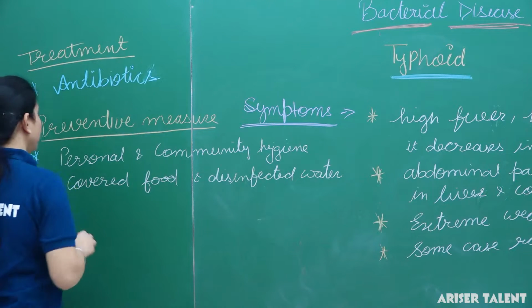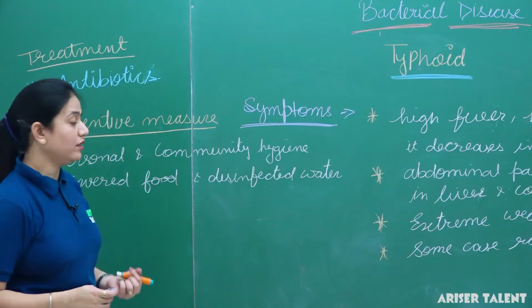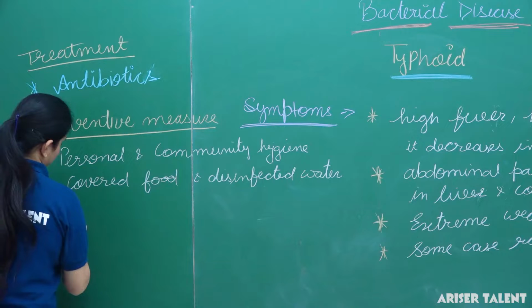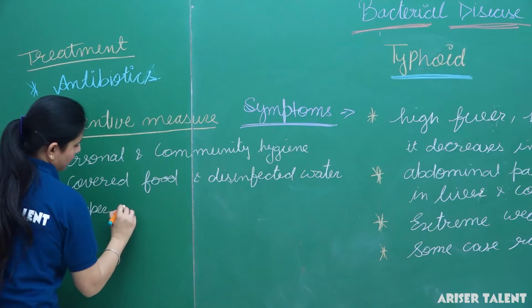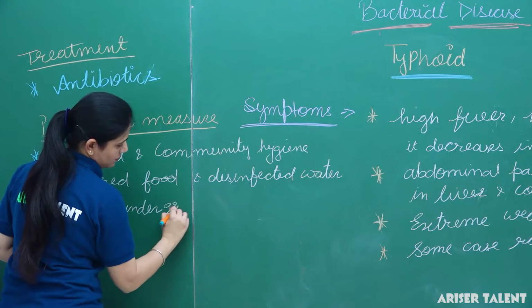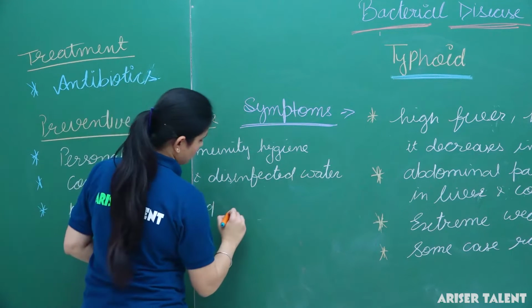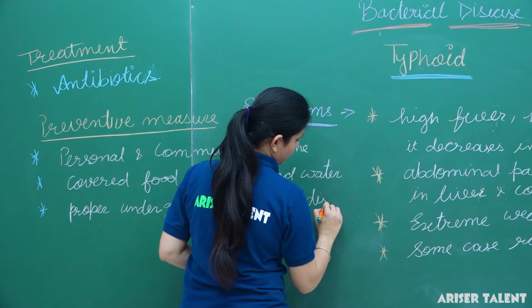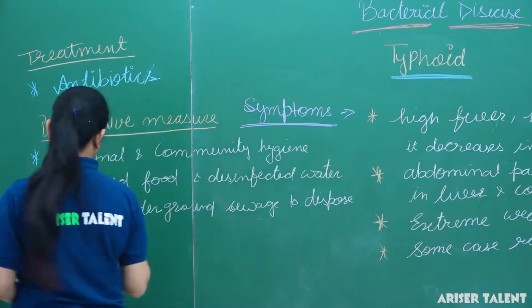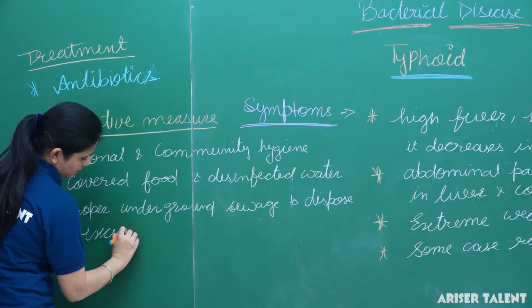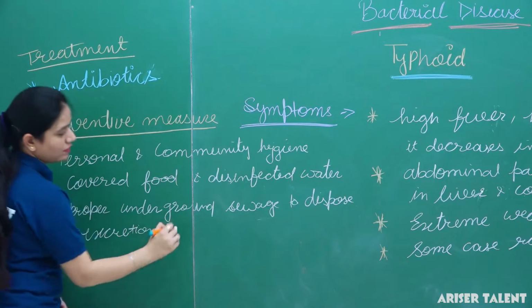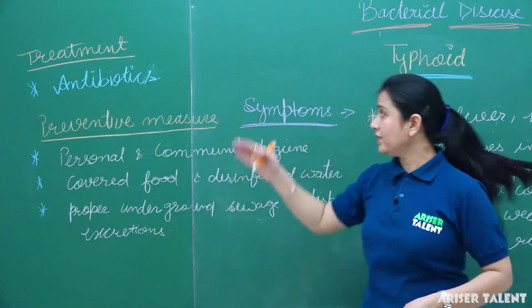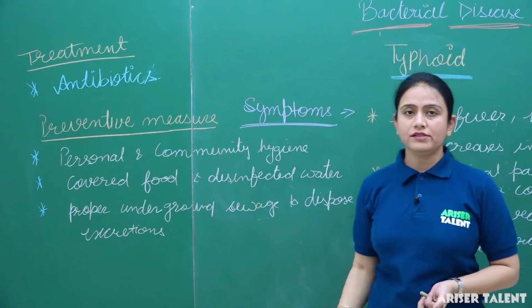Another thing is that proper underground sewage should be there to dispose of the excreta of the patient. So these are the preventive measures. How can you cure yourself? There is a treatment, and this is how you can prevent yourself from the disease of typhoid.